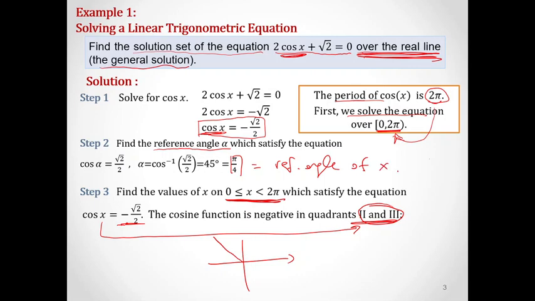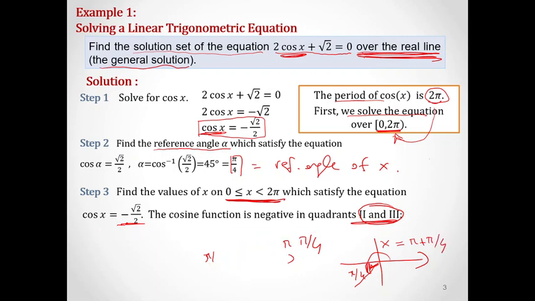is pi over 4. So if it is in quadrant 2, then the reference angle will be here, it's pi over 4. So x should be equal to pi minus pi over 4. But if the angle x is in the third quadrant, the reference angle will be corresponding to this one. Now x has to be pi plus pi over 4. Now we find the x values using the reference angle and the quadrant.